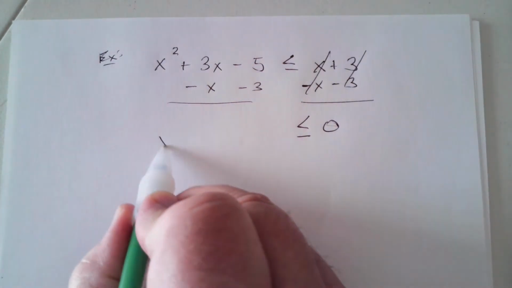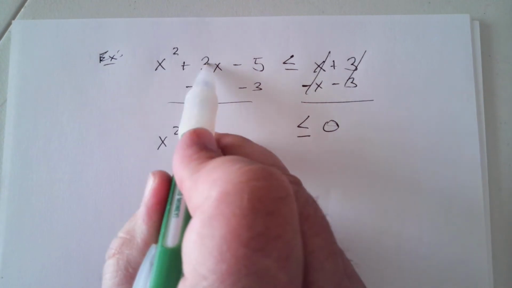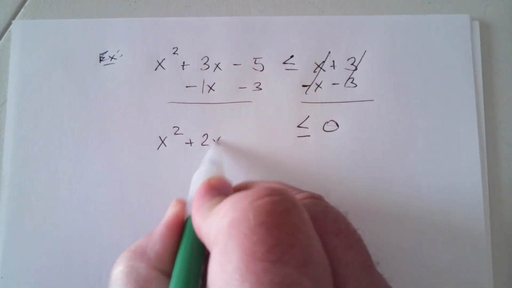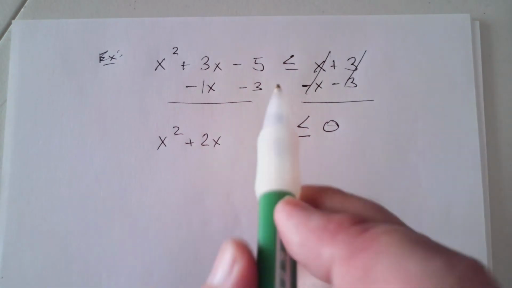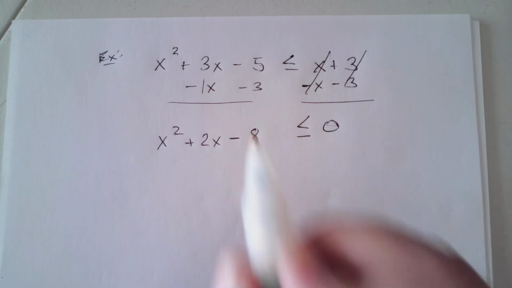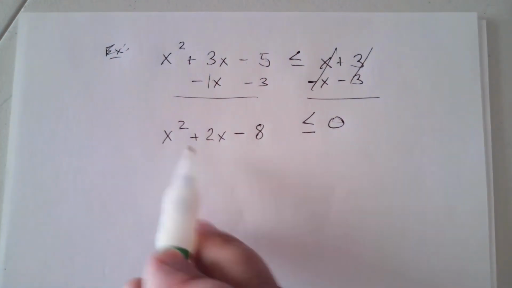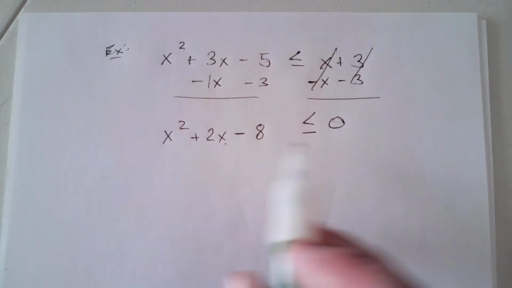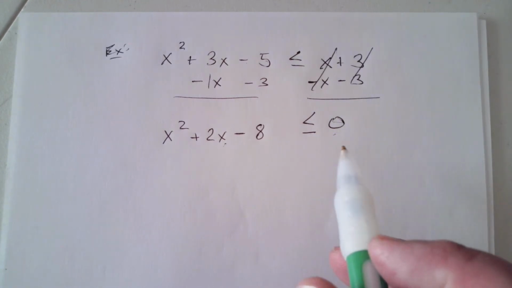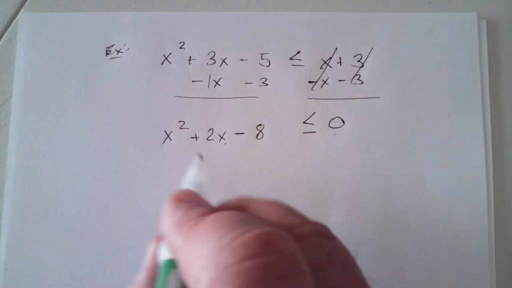So here I have x squared. 3 minus 1 is positive 2, because 3 is bigger. Negative and negative, the answer is going to be negative. 5 plus 3 is 8. So I have a polynomial with a 0 on one side. So now I factor.